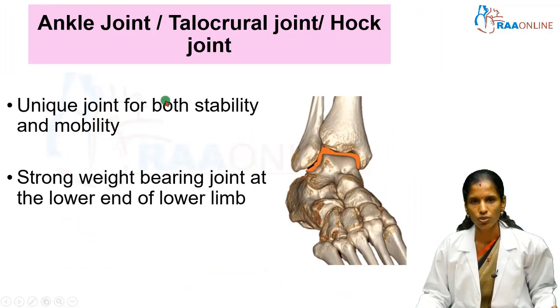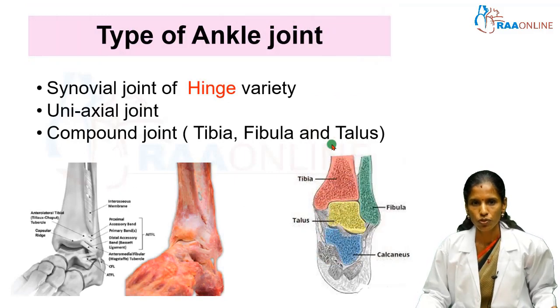So this joint is also called as talocrural joint or hock joint. This joint is unique because it is very stable as well as very important for the mobility of the individual. This is a strong weight bearing joint which is present on the lower end of lower limb. Coming to the type of joint, as I have discussed already, the ankle joint is a synovial joint which is hinge variety. Since it is a hinge variety, the movements happen only in one axis. So this joint is also called as uniaxial joint.